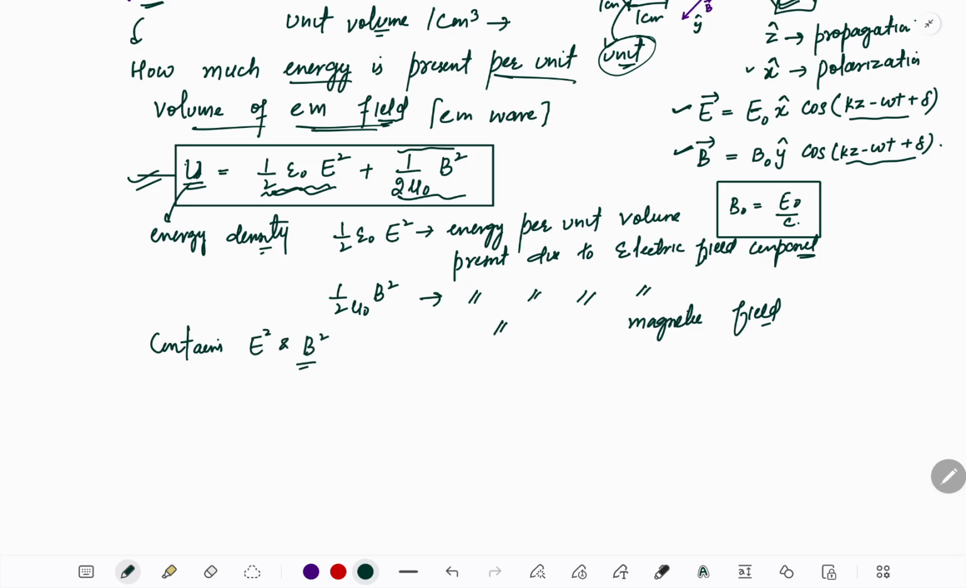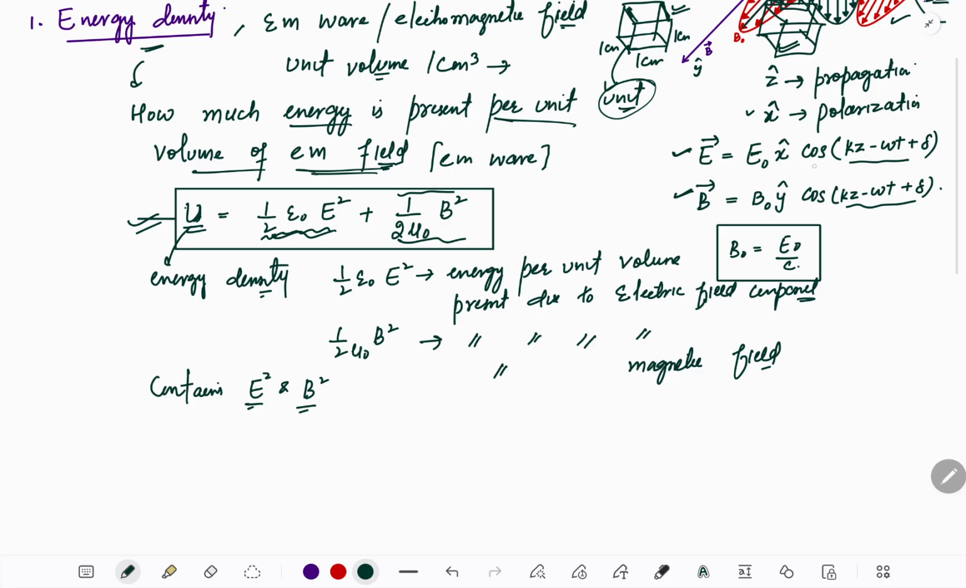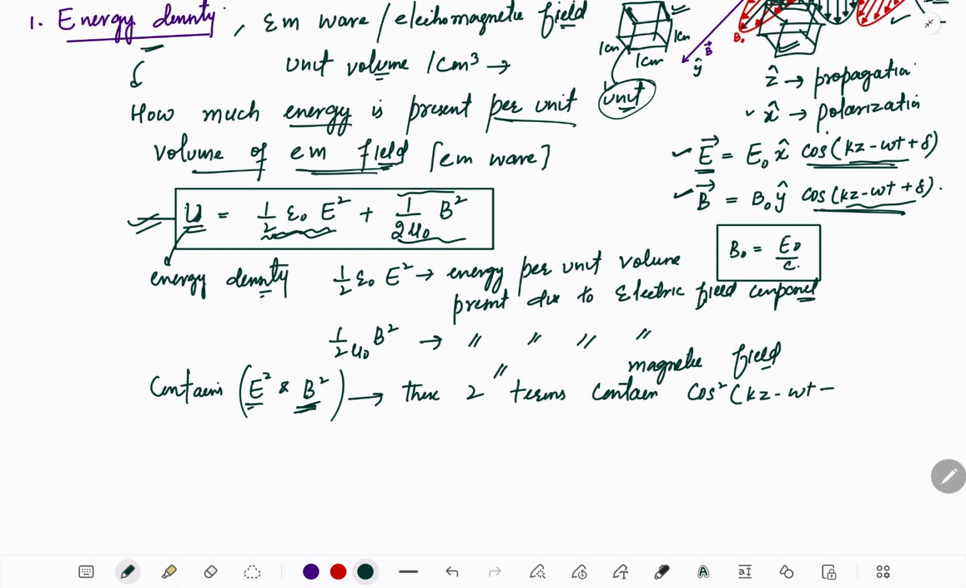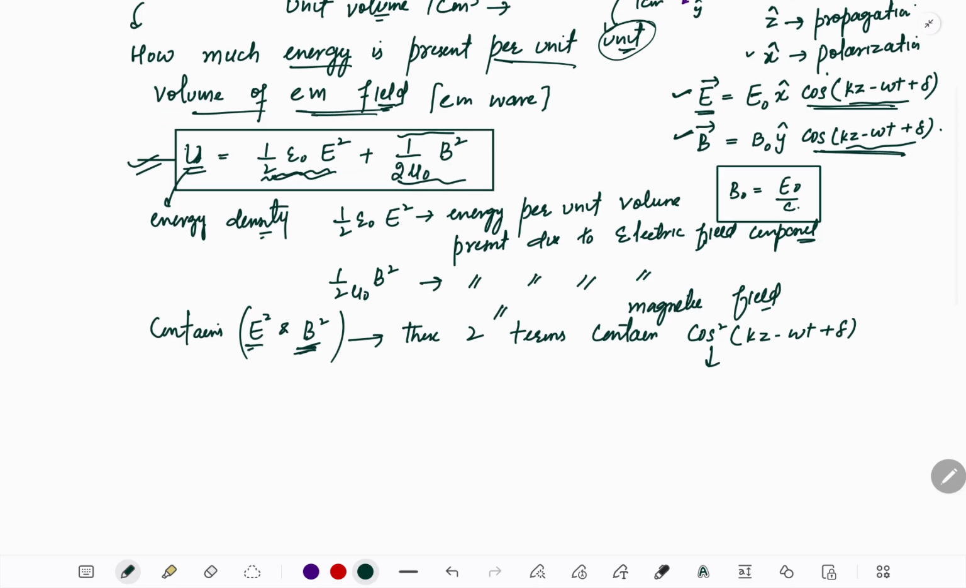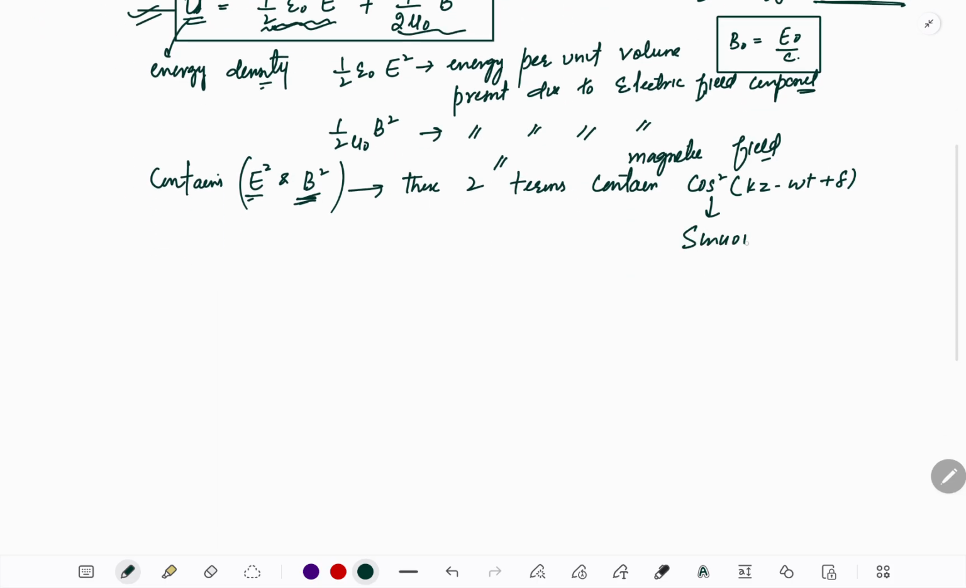Now this energy density U contains E square and B square. We know E itself contains cos, so E square contains cos square, and B itself contains cos, so B square also contains cos square. Both these terms contain cos square of kz minus omega t plus delta. And we know this cos square is sinusoidal, that means varying.